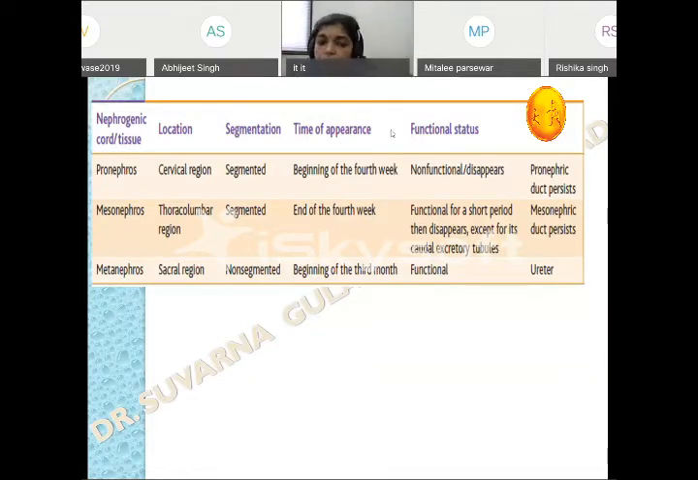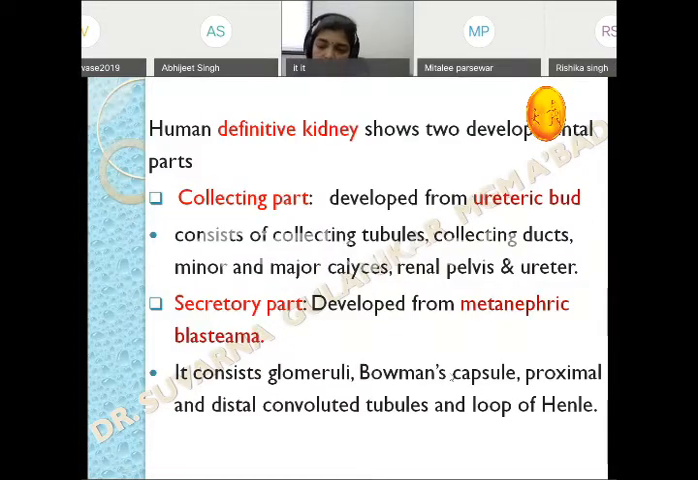Okay, so this is region, location, segmentation, time of appearance, functional status, and what are the ducts. So this is how you can quickly revise these stages. Now today we'll see after formation of this metanephros how this definitive kidney is formed.